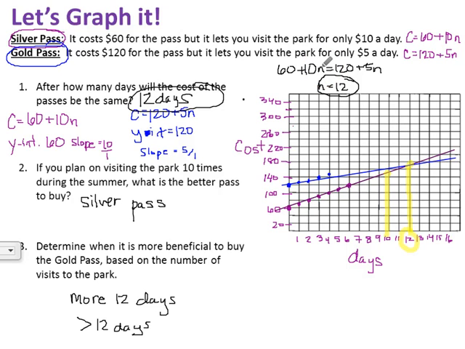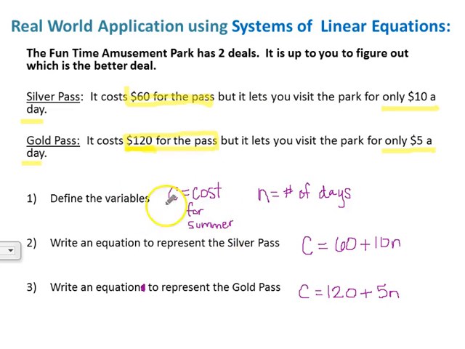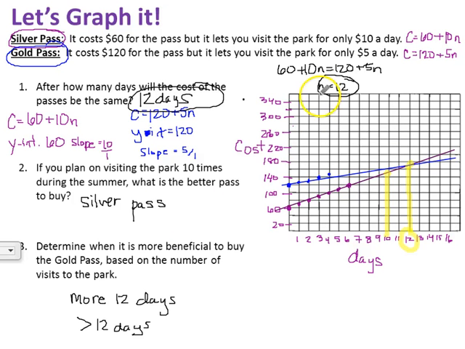So this is exactly what you're going to be doing with the cell phone deals. You're going to be given two scenarios, two deals. You're going to set up two equations based on defining some variables. You'll write an equation for each cell phone plan. Then you're going to plot the two points and answer some questions based on your two equations.